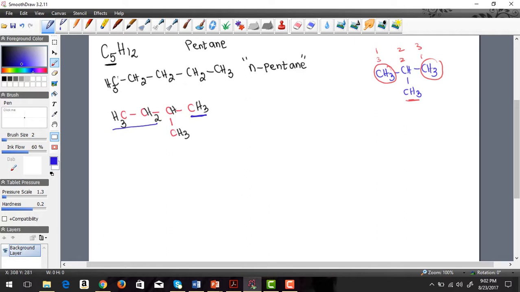You should always start numbering from the side that contains this methyl group. On this side of the carbon containing the methyl group, there's only 1 carbon. On this side, there are 2 carbons. So you should start numbering from the side that has the least number of carbons to the carbon to which this methyl group is attached. That means I can only start numbering from this side. So this is incorrect and this is correct. I'm going to draw the incorrect version of what people do.